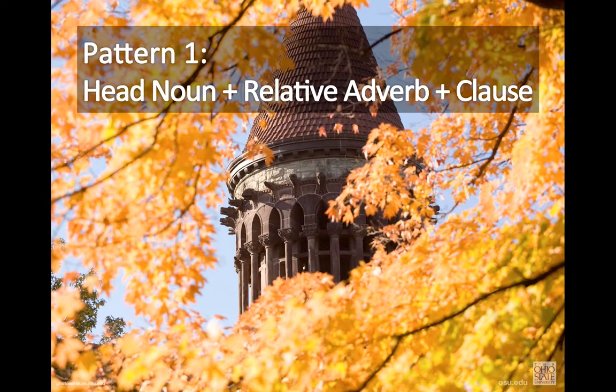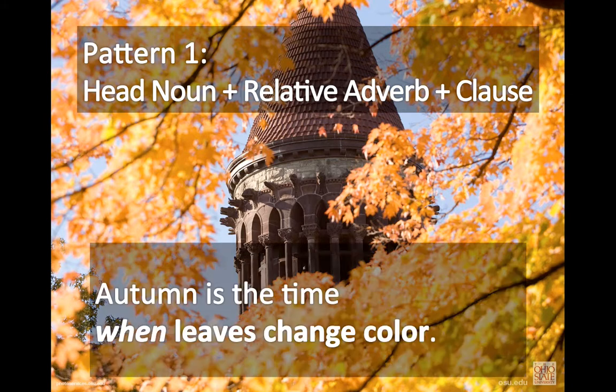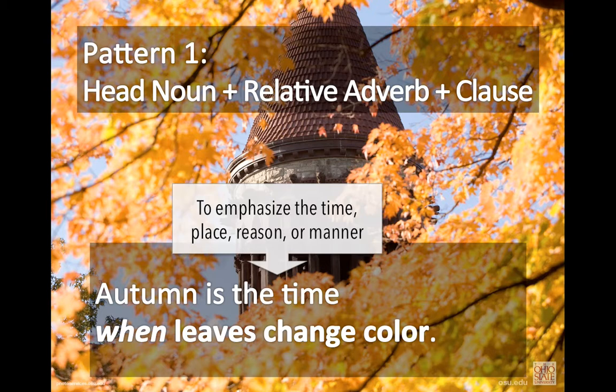The first one includes the head noun, the relative adverb, and the clause. For example, autumn is the time when leaves change color. So when leaves change color, there's your relative adverb clause. We use this pattern to emphasize the time, place, reason, or manner. So autumn is the time, autumn is a time, and this is the time when leaves change color. So we would use this pattern, the full relative adverb clause.